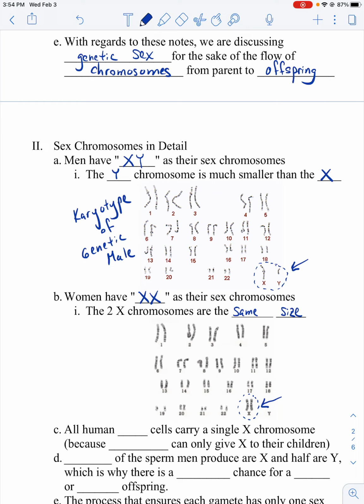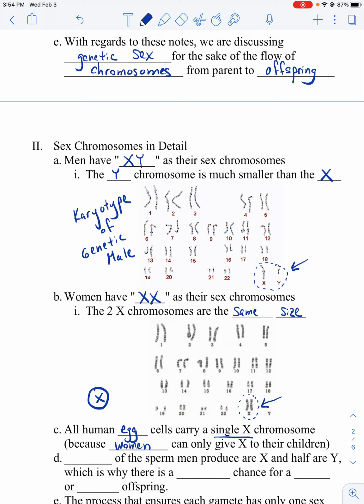Now, if you're a female, all human egg cells, so the gametes produced by genetic females, will have one X chromosome. So essentially, all eggs are going to be passing an X to their offspring. So women just make eggs with X chromosomes, because women can only give X to their children because that's all that they have. They do not have a Y chromosome.